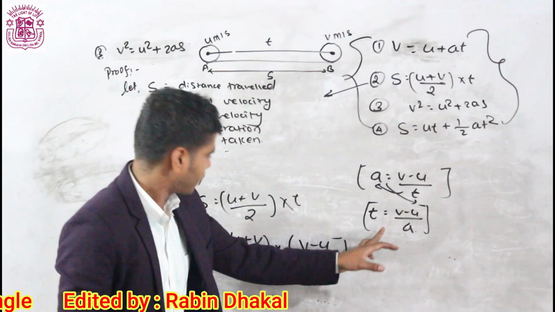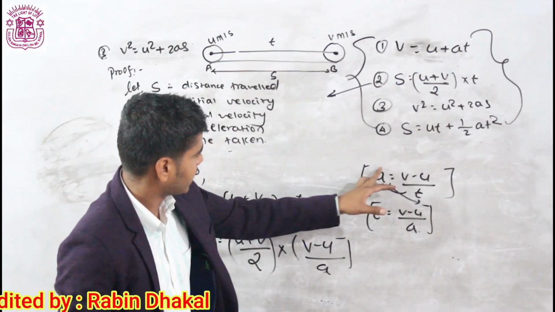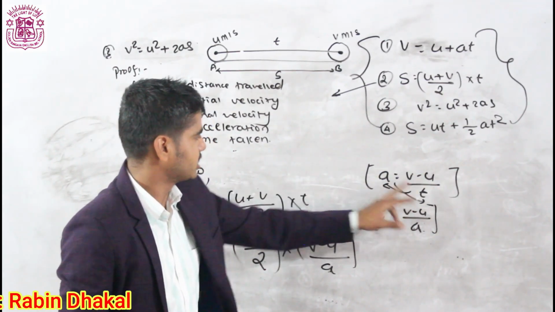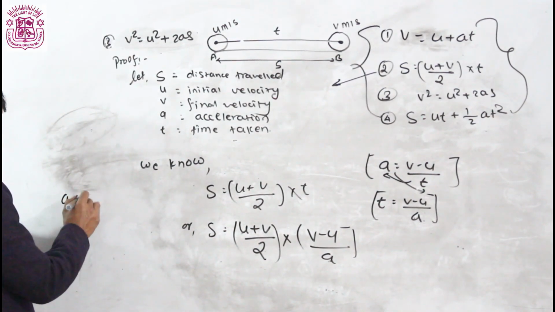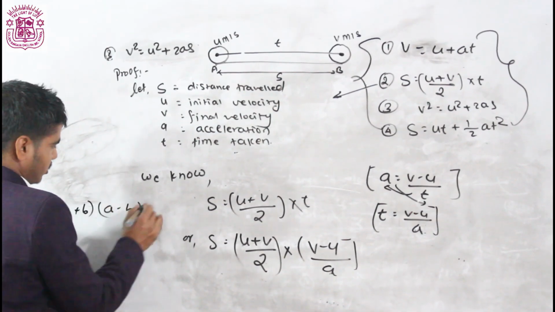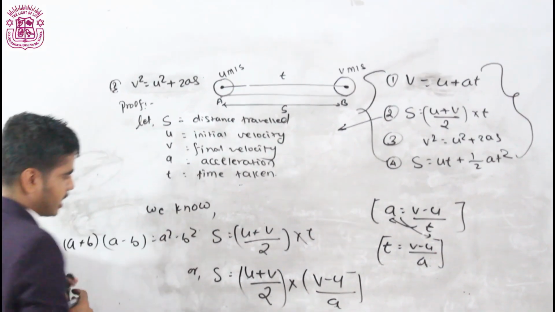Where do these values come from? a = (b - u)/t, so t = (b - u)/a. Then we have (a + b)(a - b), which becomes a² - b².